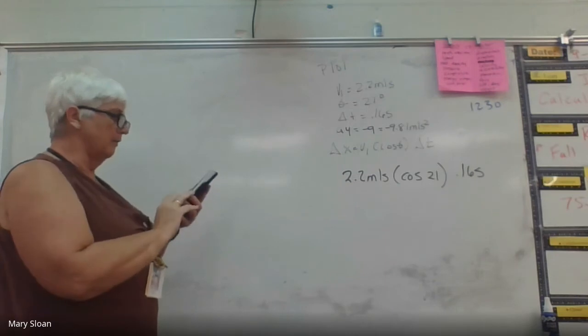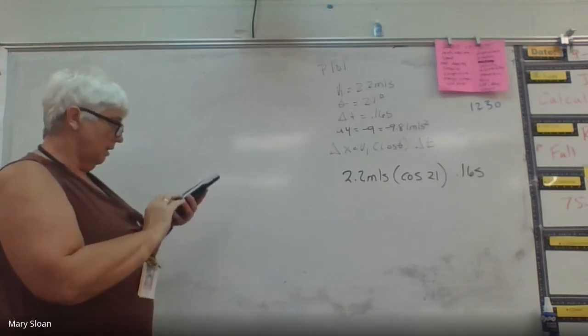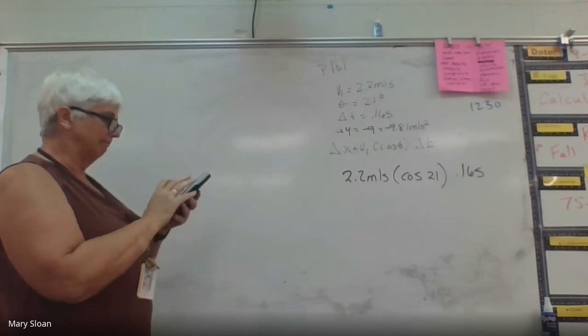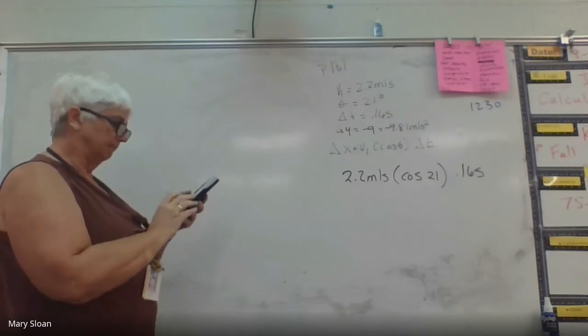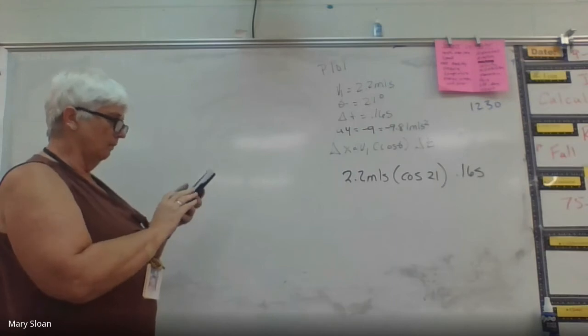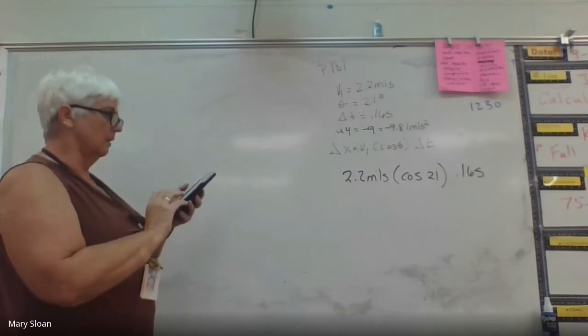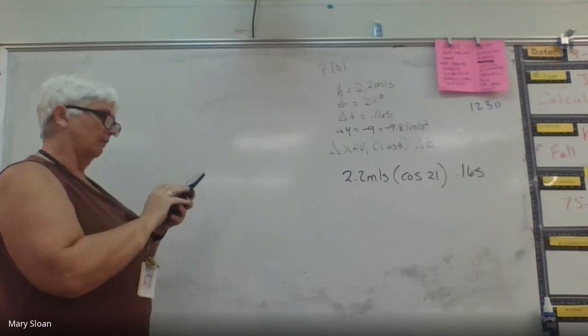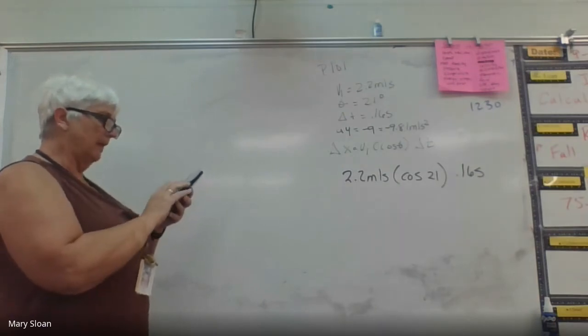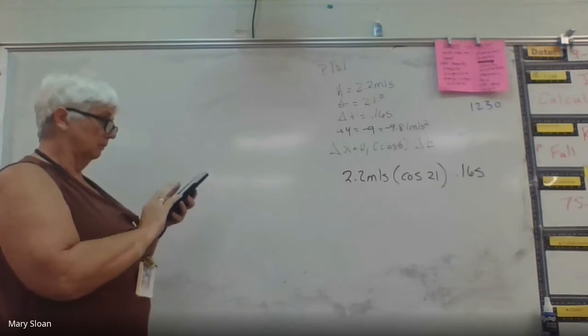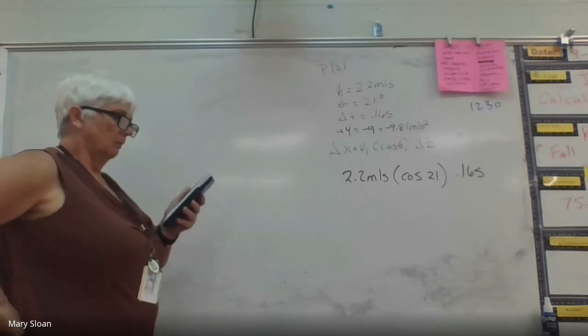So change my mode first. I'm in degrees. I'm good. So I'm going to do 2.2 cosine 21. Close my bracket and 0.16. What'd y'all get? Anybody else get anything different? What'd you get? That's probably low. What did you get, Miss Long?